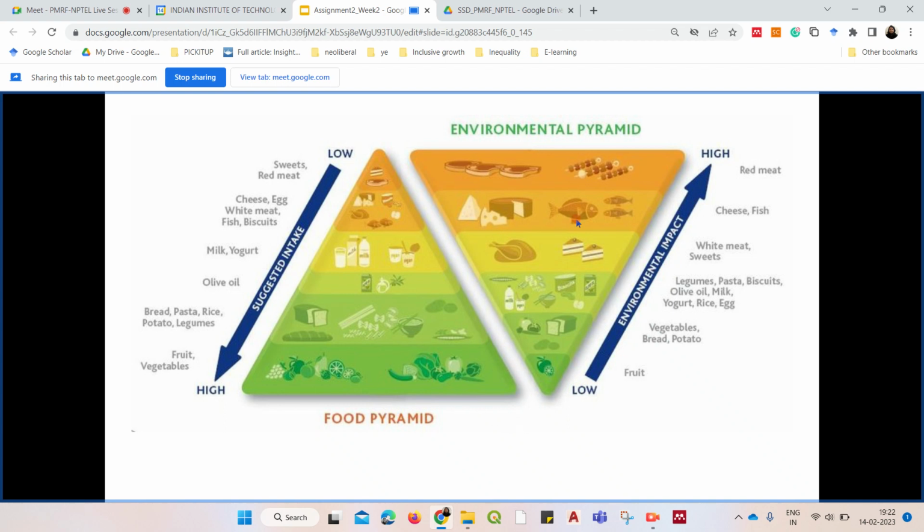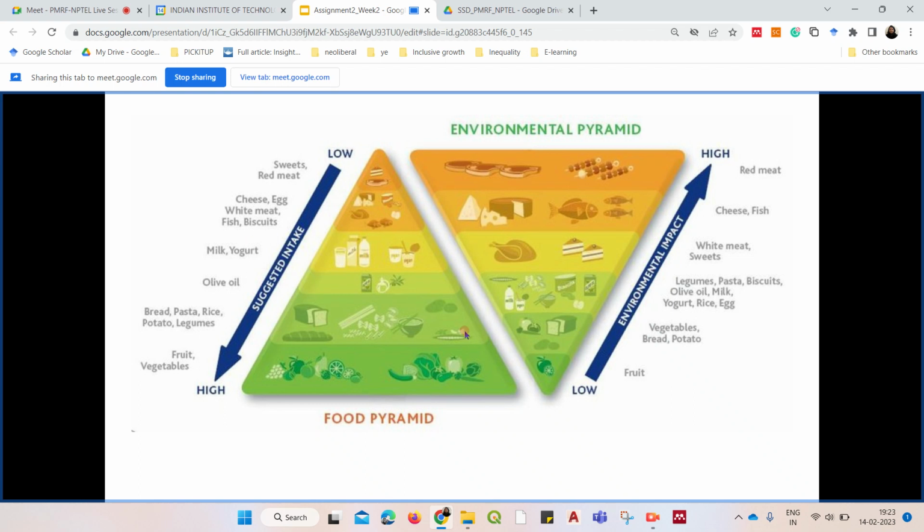Apart from that, there are several other things such as the energy which is required in production of several foods. For example, cheese, fish, biscuits, and sweets, things like sugar, all of these things are highly processed, and it takes a lot of energy in processing and making these foods. So this is why again highly processed foods are also placed higher up in the food pyramid.